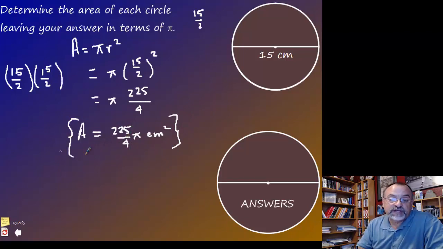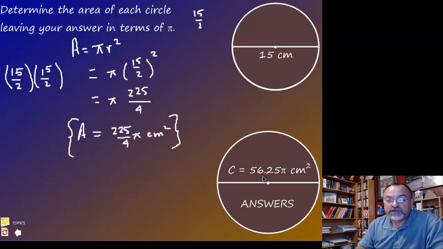I could just leave it like that. The only thing I would do any further would be to simplify the fraction if I could. But this doesn't simplify anymore, so this is how I can leave it. I'm fine with doing it like this. If you change it to a decimal, then go ahead and check your answer. It'll be 56.25 centimeters squared, but changing it to a decimal is really not necessary.